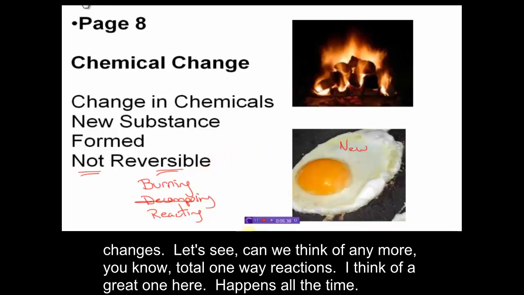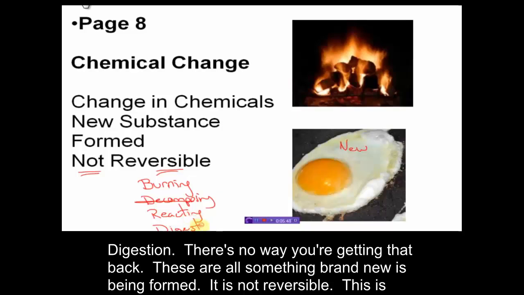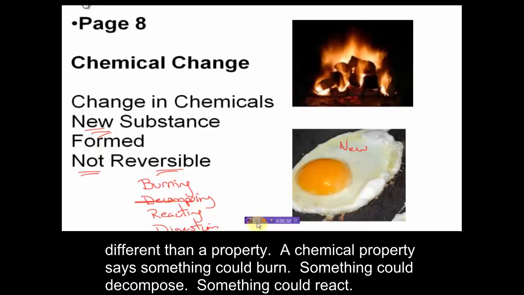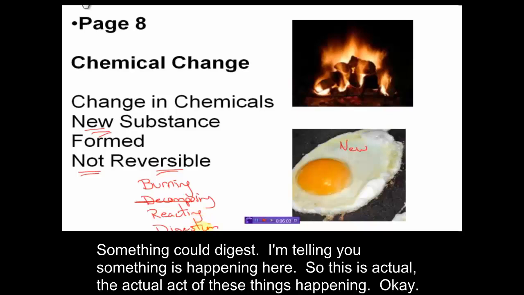Let's see. Can we think of any more? Total one-way reactions. I think of a great one here. Happens all the time. Digestion. There's no way of getting that back, all right? These are all something brand new is being formed. It is not reversible. This is different than a property. A chemical property said something could burn, something could decompose, something could react, something could digest. I'm telling you, something is happening here. So this is the actual act of these things happening.